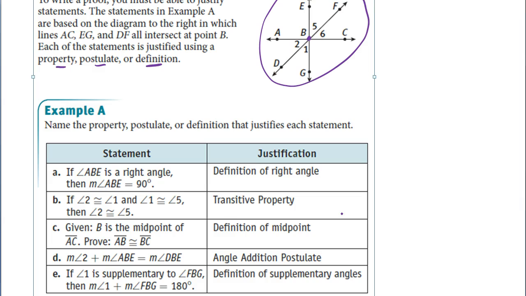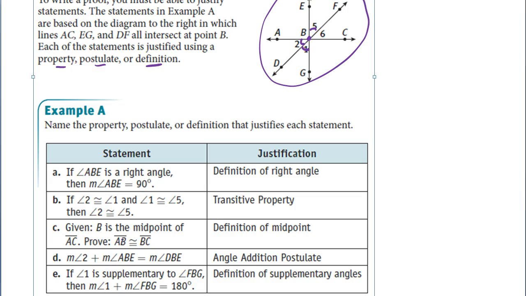So to start, a statement might be, if angle ABE, right here, is a right angle, then its measure is 90 degrees. How do we know that? That is the definition of a right angle. Next statement, if angle 2 is congruent to angle 1, so if this is congruent to this, and angle 1 is congruent to angle 5, so here is congruent to here, then that means that angle 2 is congruent to angle 5. That's the transitive property of equality from algebra.